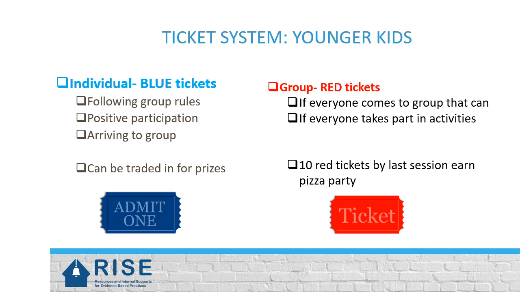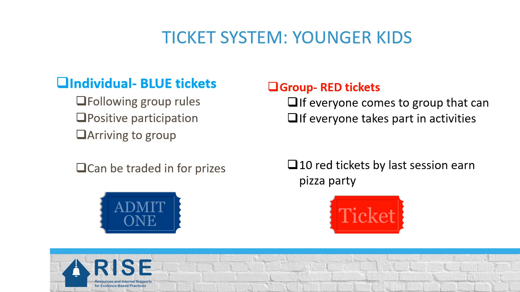For the younger kids, we'll use a ticket system. There are 2 types of tickets: individual tickets, which are blue, and red group tickets. So the individual tickets are given for following group rules, positive participation, arriving to the group. These can be traded in for prizes at the end of each session.